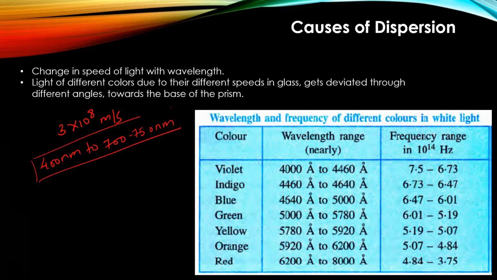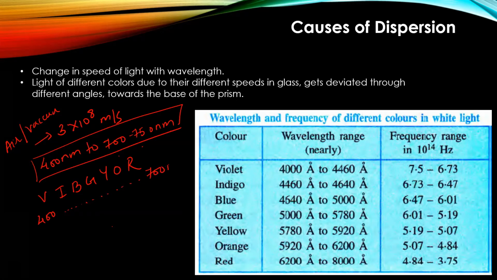Now, these rays of light, when they travel in air or vacuum, they travel with the speed of 3 into 10 to the power 8 meter per second. The velocity does not change. Though the wavelength is changing, velocity is not changing. So this is like violet, indigo, blue, green. Violet starts with 400. This will increase, and red goes to 700 nanometer. Right? That means your lambda is increasing.